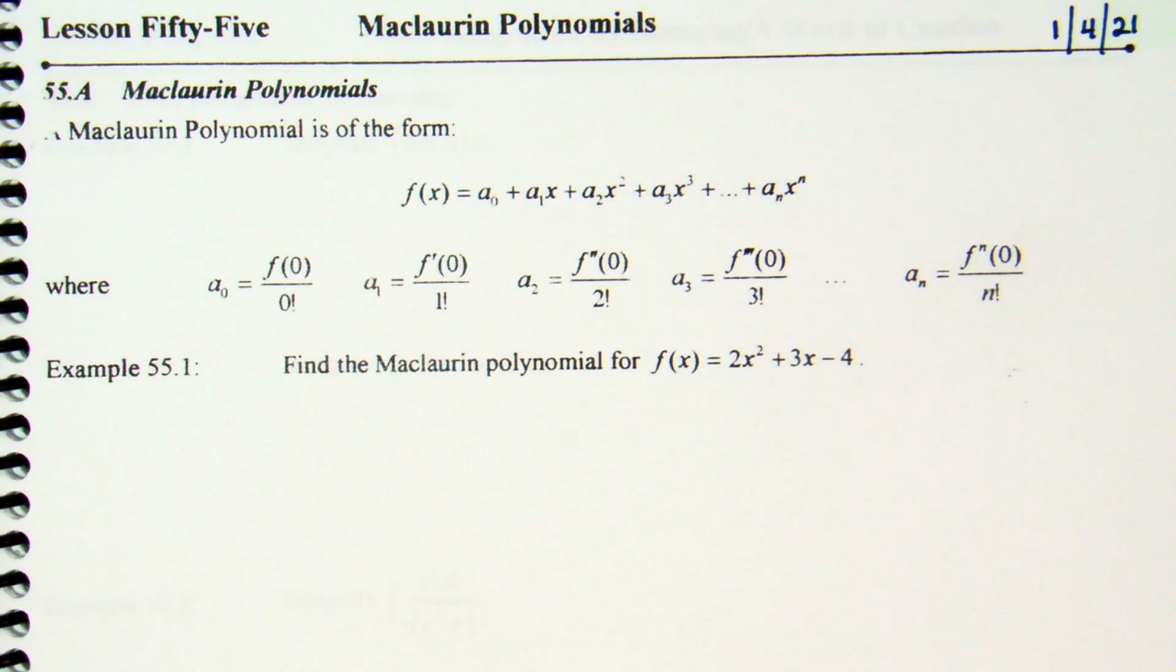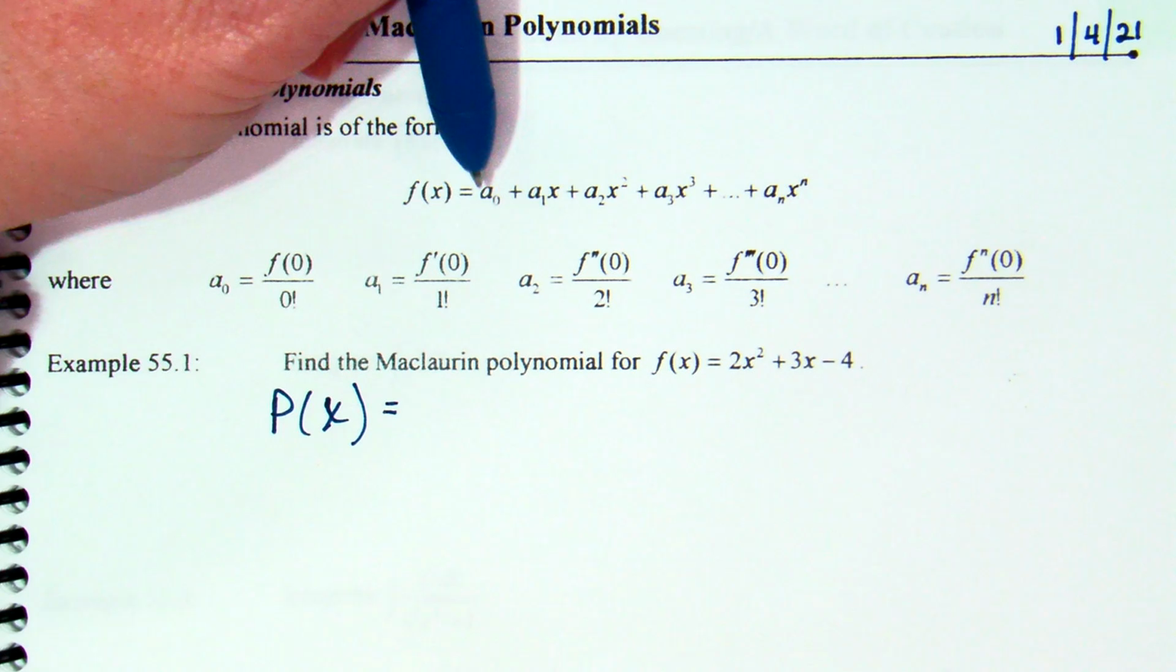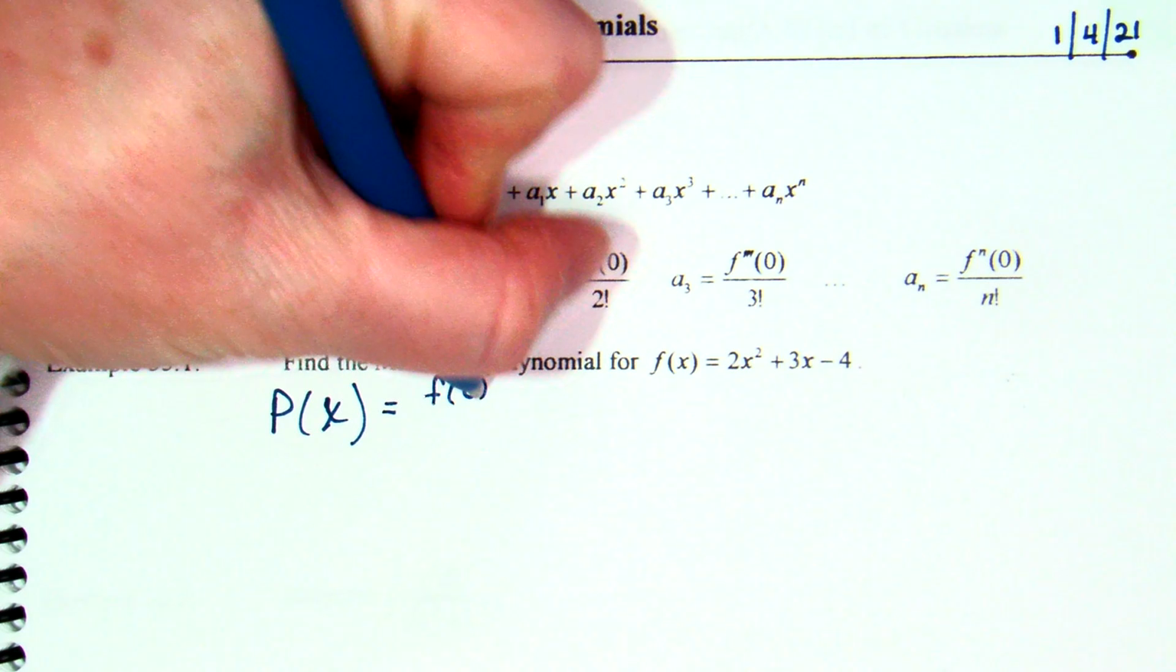Now, more typical is what you're going to see when we get down to examples 2 and 3, where we have to find it to a certain degree. This one is already a polynomial, so you'll see something interesting happen here. But let's go ahead and find the Maclaurin polynomial. It's often listed as p of x, p standing for polynomial. In order to find it, the first term is a of 0, which was defined as f of 0 over 0 factorial, right? And we'll fill in details here in a moment.